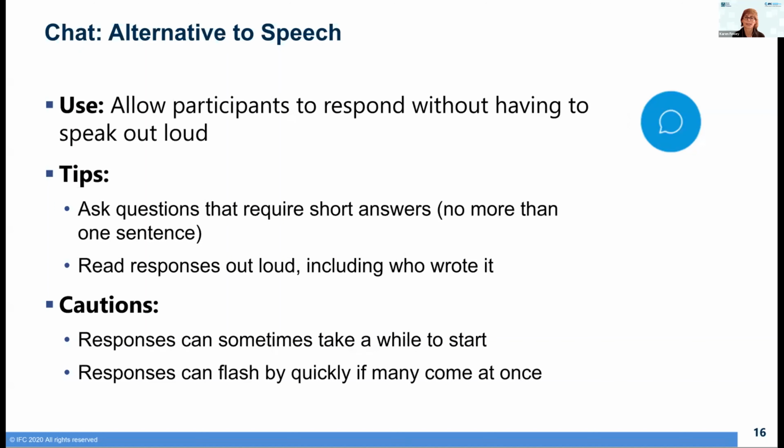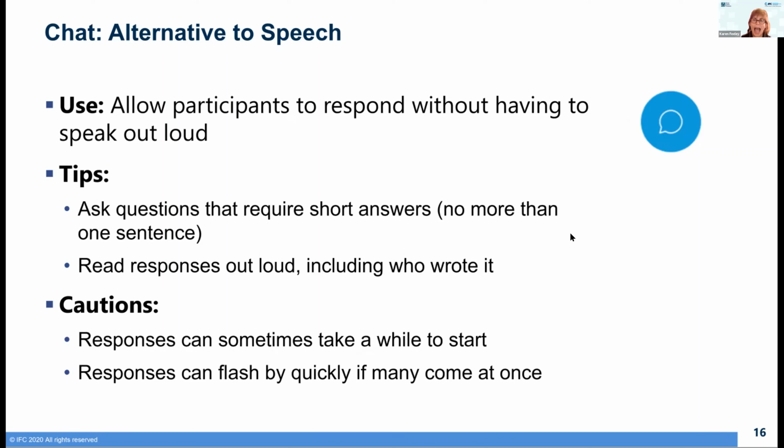Now, when the responses start to come, remember to read the comment out loud and mention who wrote it, so that you're acknowledging their contribution and making them feel like part of the conversation. So you read 1 or 2 of these, and reading the answer also helps to eat up a little bit of that dead air until other people can finish typing.